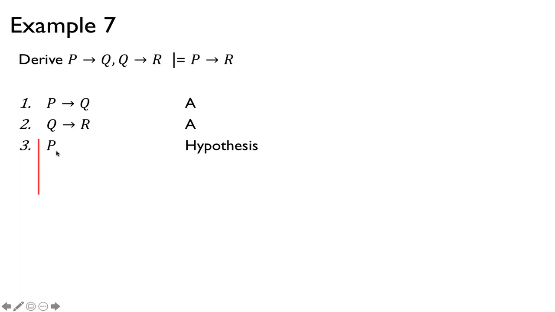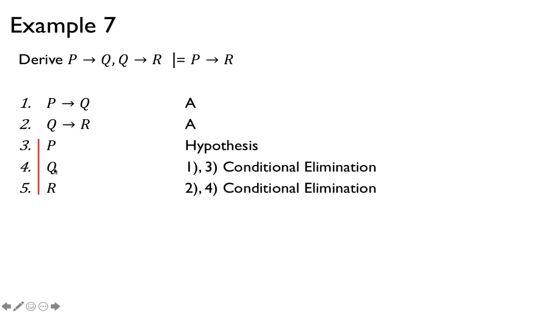So temporarily assume P. We're now going to do conditional elimination with P and P implies Q. So 1 and 3 will get me Q. This is because of conditional elimination. And then because of Q at 2 and 4, again conditional elimination gives me R. So again, these Q and R, these conclusions come because of my hypothesis P. That's why they are under this. They correspond to this vertical line. So that's going to be our notation for that.